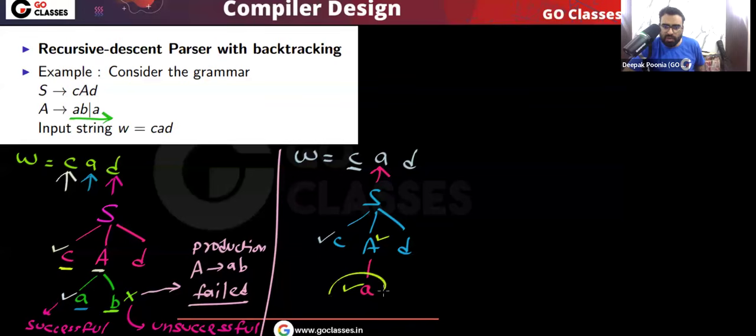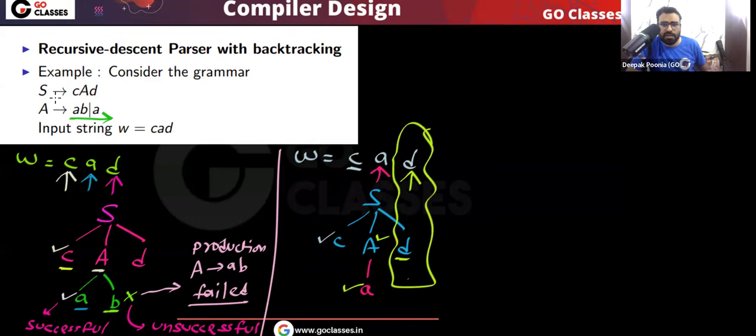Remember, because this A was matching with this A, now our current input symbol is D. Now you can notice this A has become successful. Now let's see whether this D will become successful or not. You can see this D is matching with the current input symbol, which is D. So this D is also successful.